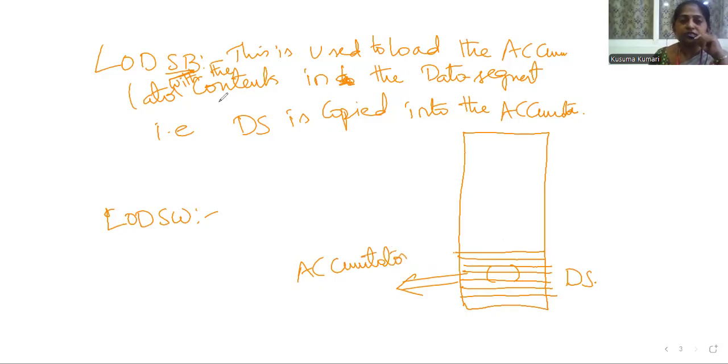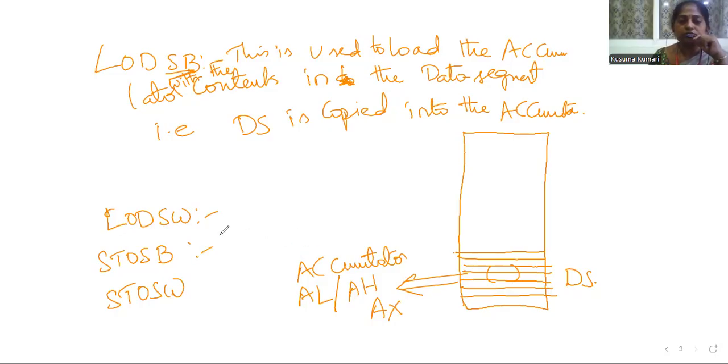Okay, if it is a string byte, only one by one. String word means the AX register. String byte means either AL or AH. String word means AX. Similarly, store string byte, store string word.